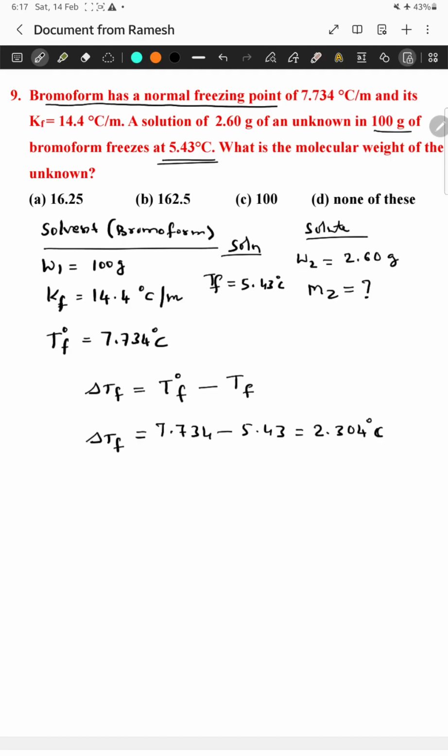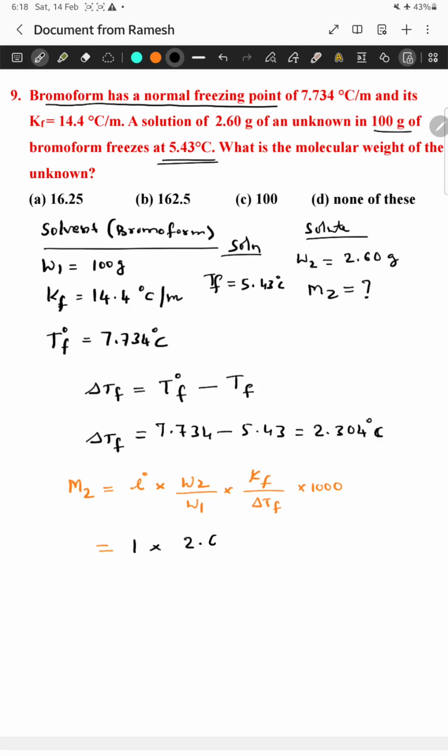Now use the formula to find the molar mass using the freezing point concept, that is M2 is equal to i, the Van 't Hoff factor, times W2 by W1 into Kf by delta Tf into 1000. So this is the formula. Here i means the Van 't Hoff factor. Here they have not mentioned anything about the solute, therefore the Van 't Hoff factor can be taken as 1.